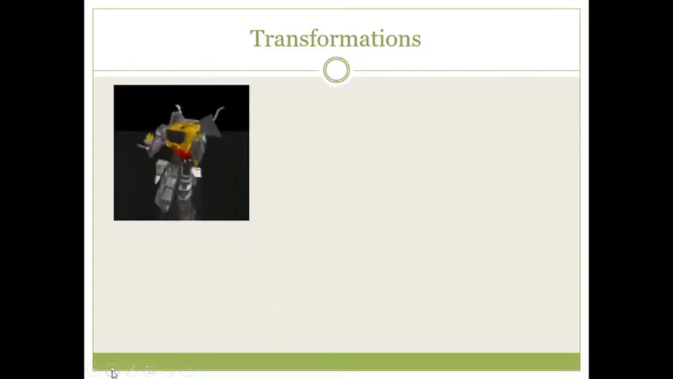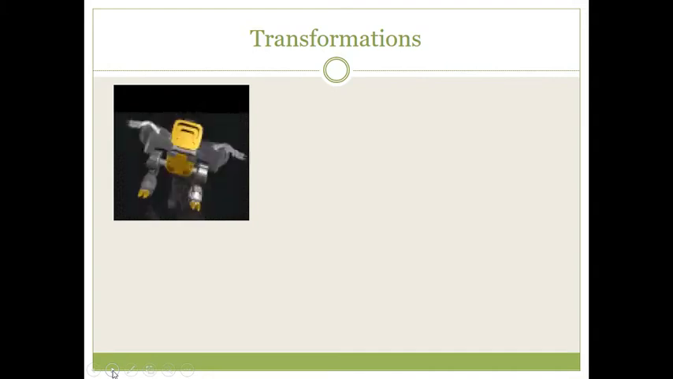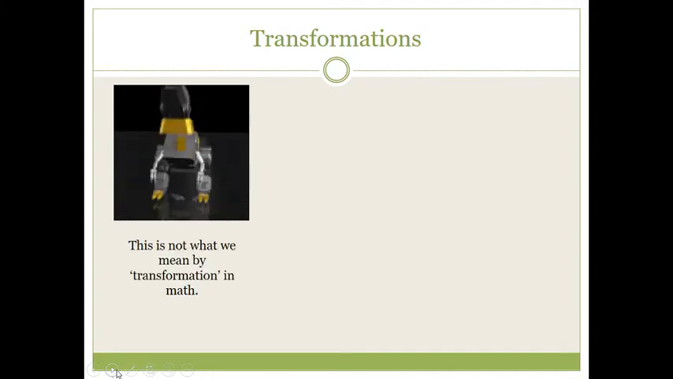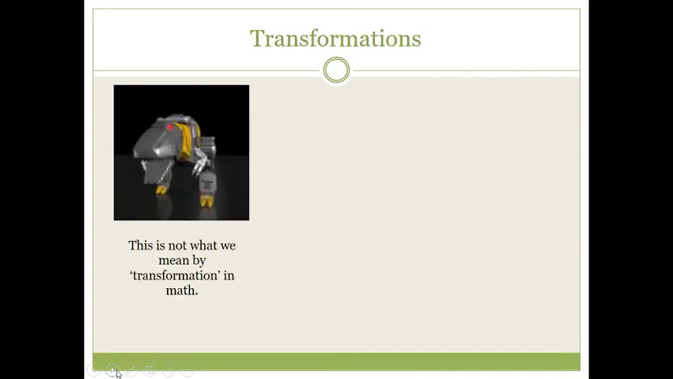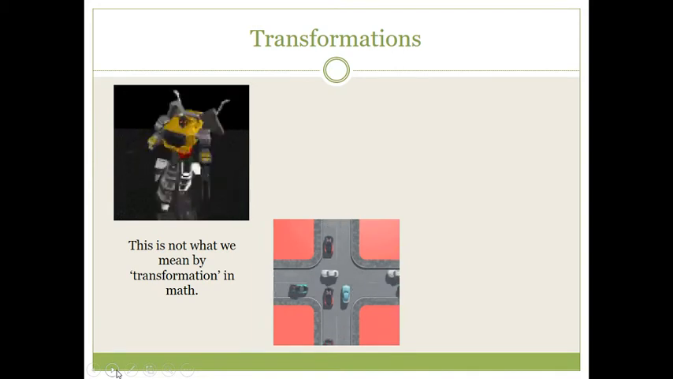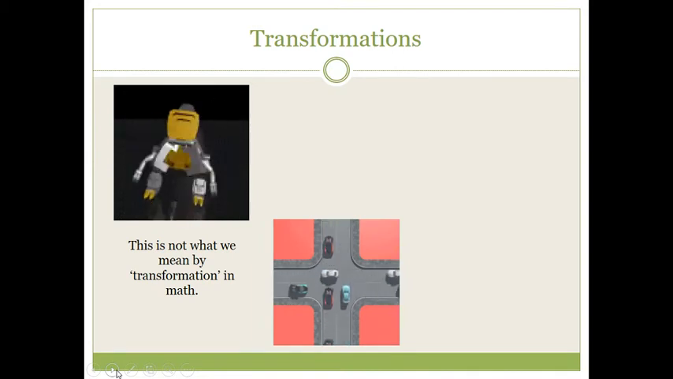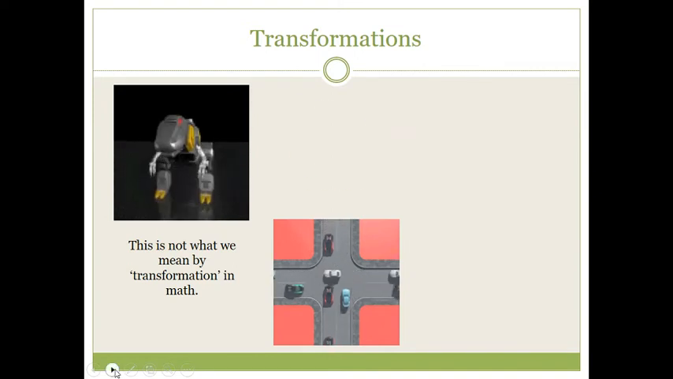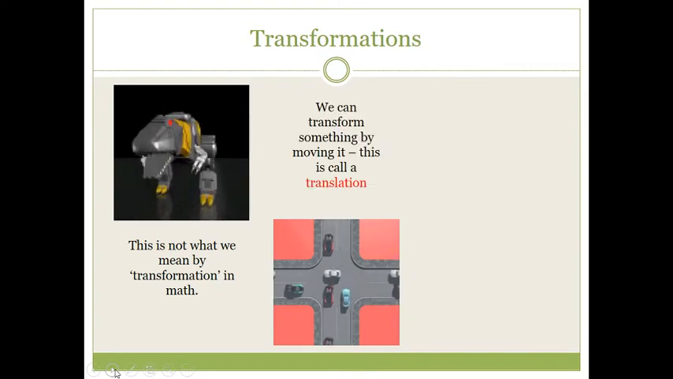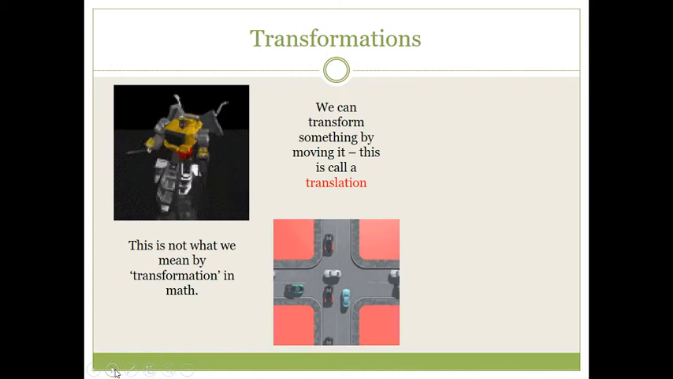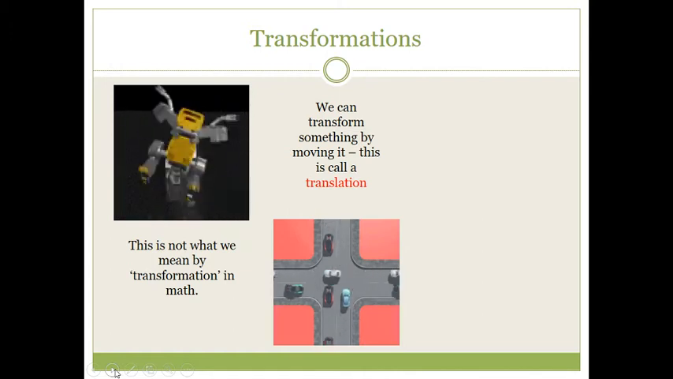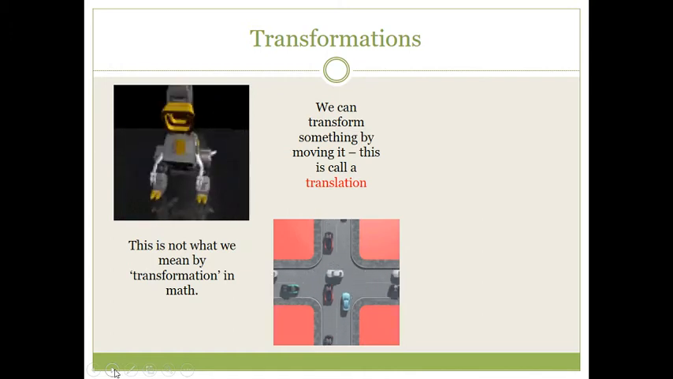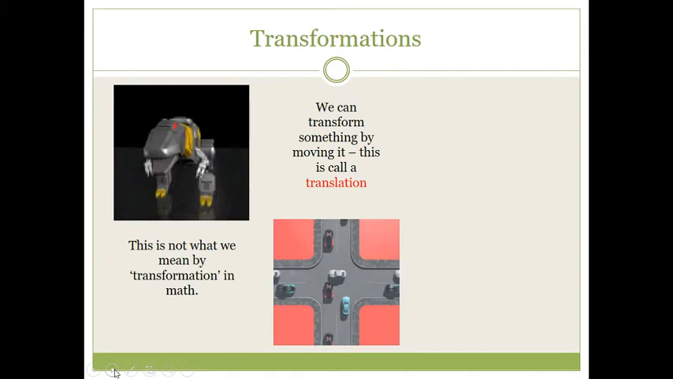All right, so most of us, when we think of transformations, this is what we think of. But this is not what we mean by a transformation in math. Here you see cars moving vertically up and down and horizontally left and right. In mathematics, we call this type of transformation a translation. So when you take something and you move it up or down or left or right, but you don't spin it in any way, then that's just a simple translation. We're not changing the shape of those vehicles.